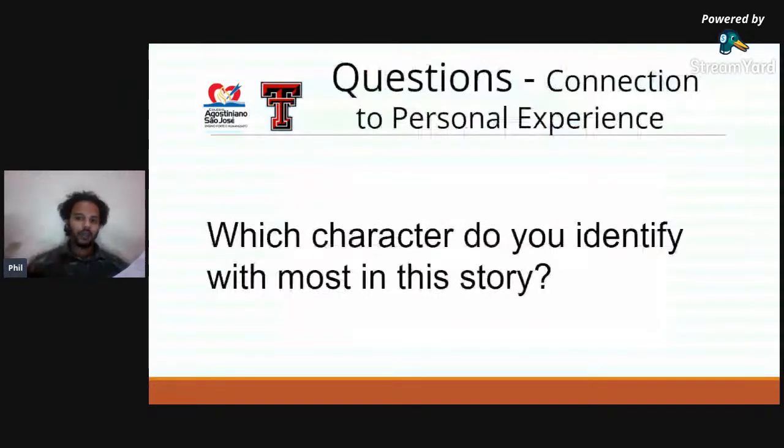Okay? Some questions for you. How can you connect this to your personal experiences? Well, you did just hear the plot summary. Which of these characters do you identify with the most? The little girl, Rolf Carlé, the narrator just watching helplessly? Which one of these characters do you identify with the most?